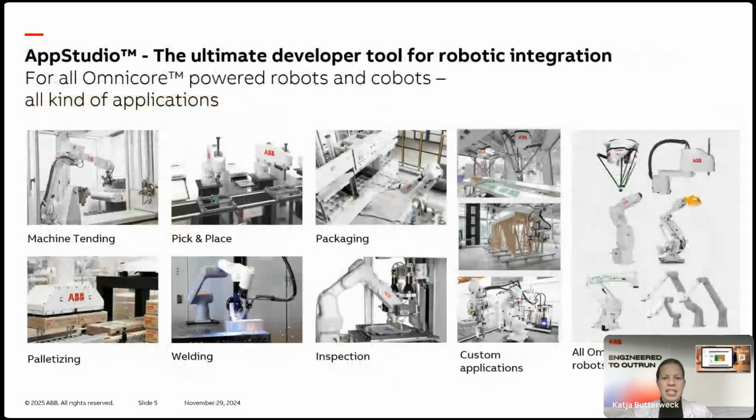AppStudio is working with all Omnicore powered robots and cobots, and it's made for people with all skill levels, as I said before. And from the application, we actually don't have any limit. So if it's machine tending, if it's packaging, or if it's your very custom application, you can use AppStudio for it.